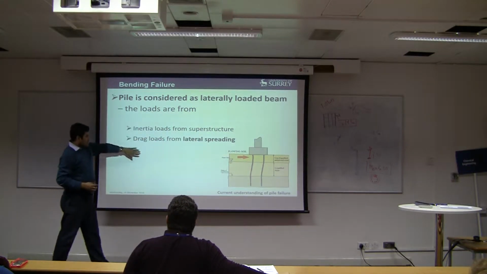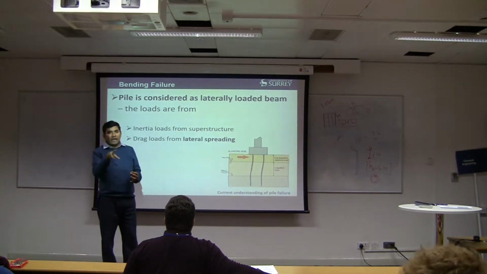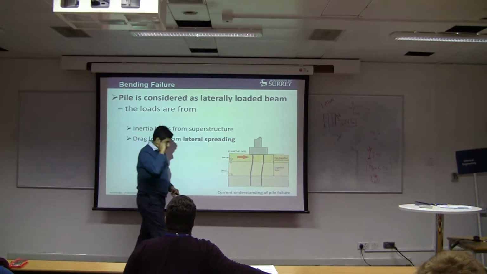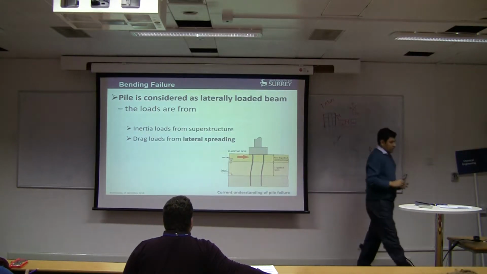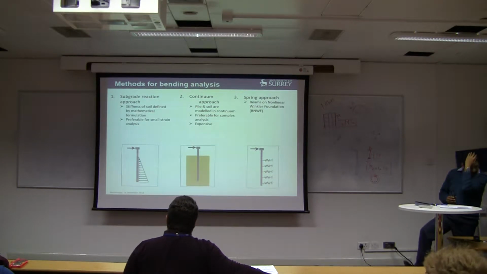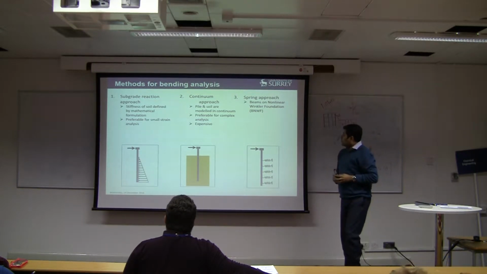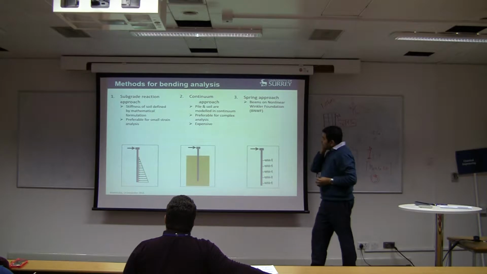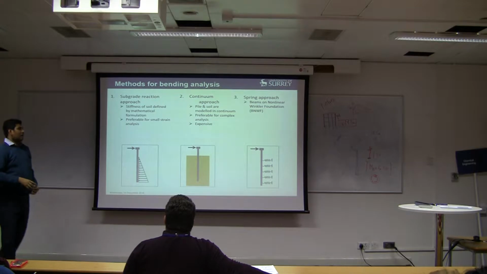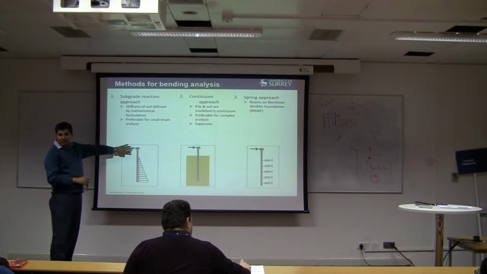Second is if the soil flows, you get the lateral load, right? So they are the two bending. These two will cause bending in the pile. And how to analyze them? There are different approaches to analyze this problem. You can use a subgrade modulus approach. Those who are using deformation, we will see some examples on this one.